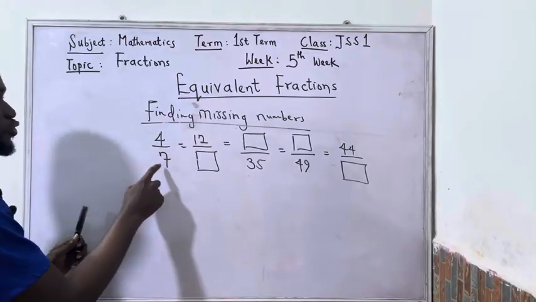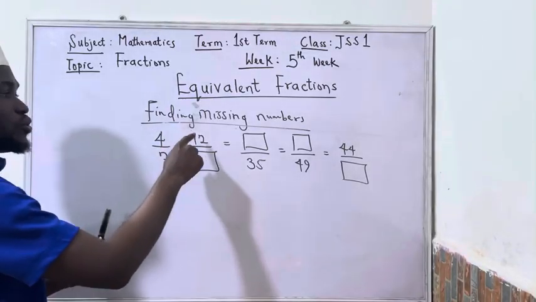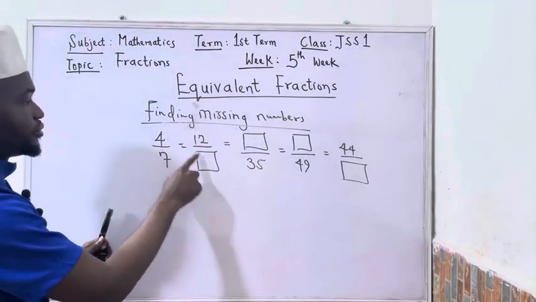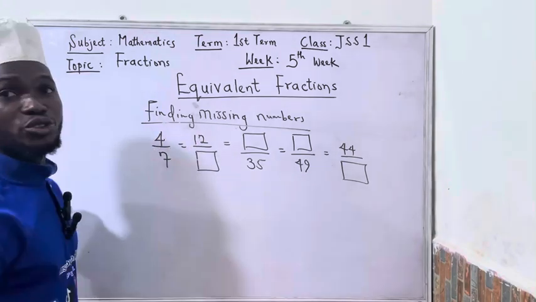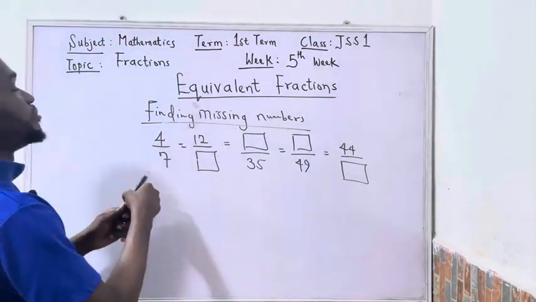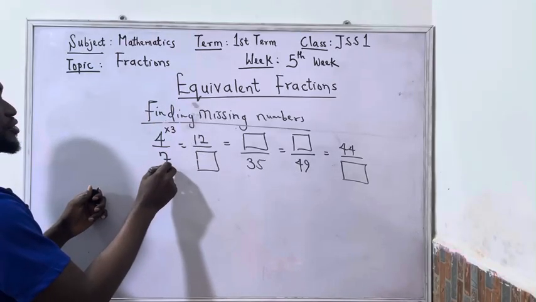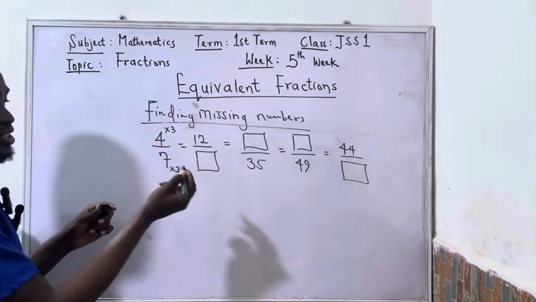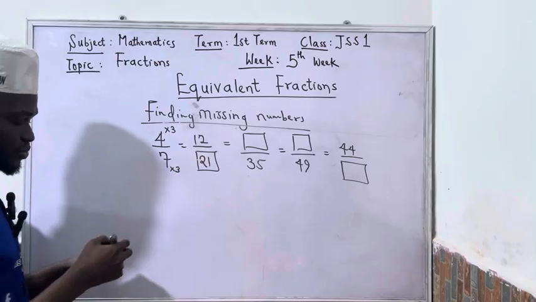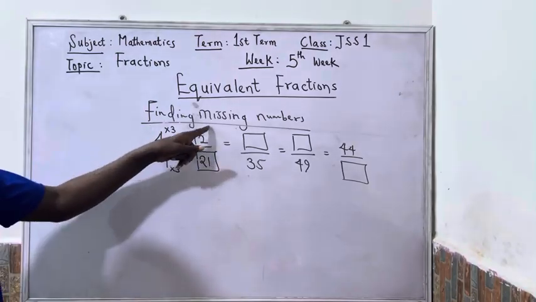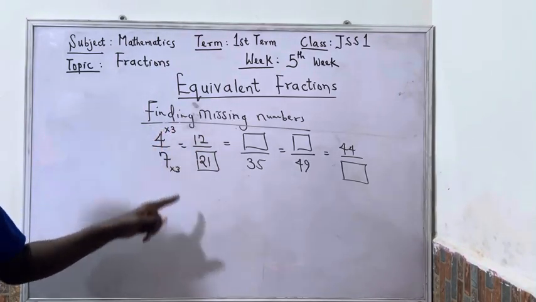Now, 4 over 7 equal to 12 over box. 4 times what will give me 12? That must be 4 times 3. Then I must do 7 times 3 to get what is here. 7 times 3 is 21. That means this is 21. So the scale factor to generate this is 3.